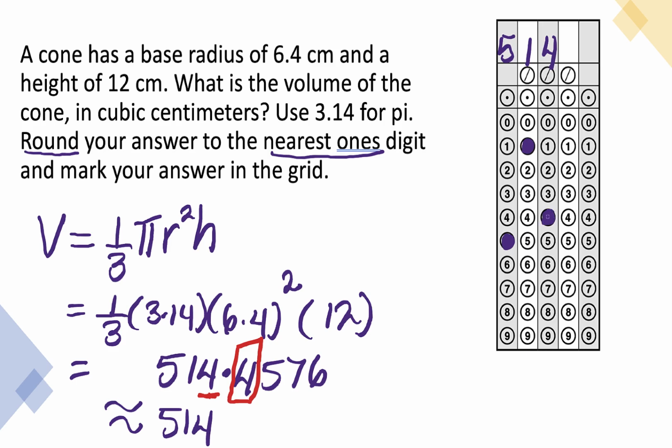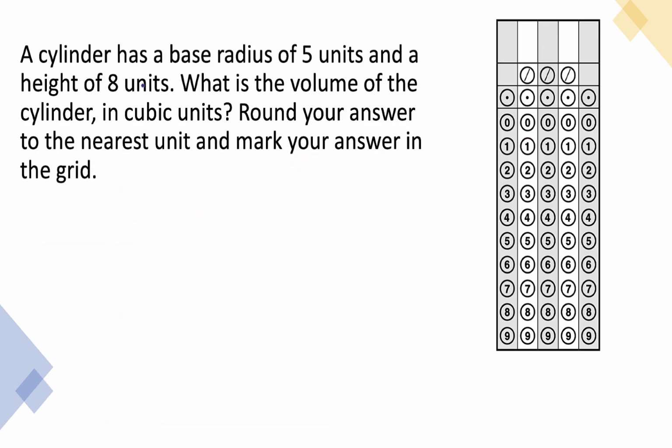With these gridded response items, if you get a decimal that keeps going, they have to tell you where to round to. You can't assume, and they can't say approximate or estimate. They have to tell you to specifically round to a certain digit. Here's another geometry question. A cylinder has a base radius of 5 units and a height of 8 units. What is the volume of the cylinder in cubic units? And notice they said round your answer to the nearest unit.